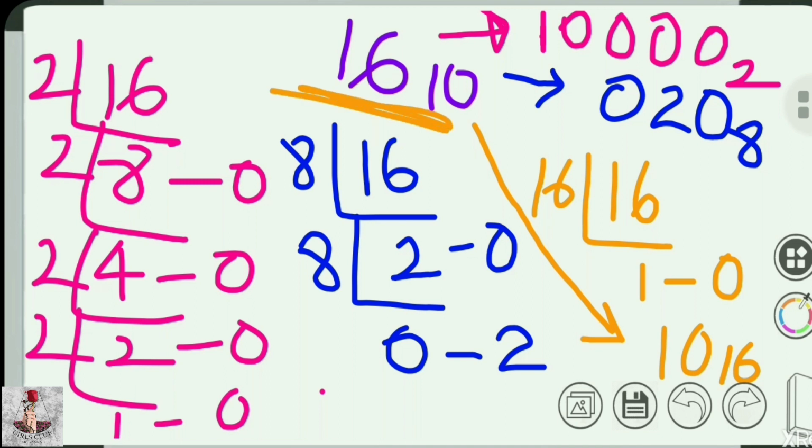So see, 16 to the base 10 is a decimal number. When you convert it to binary, it is this number. When you convert it to octal, it is this number. When you convert it to hexadecimal, it is this number, 10 to the base 16. Now just for a recap, it's easier to remember this way.